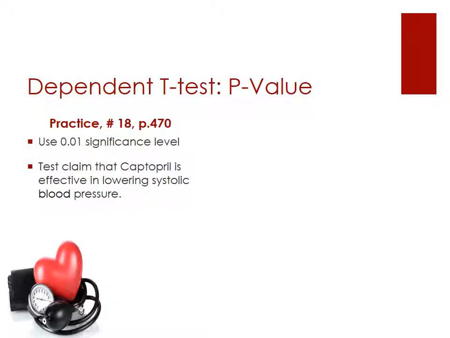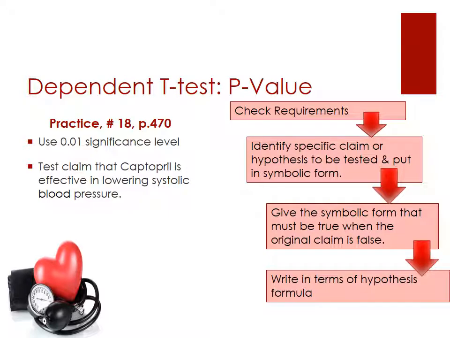Okay, next we're going to be using the p-value method for solving the dependent t-test, and for this we're going to use practice problem number 18 on page 470. We're going to be using the significance level of 0.01. We're testing the claim that captopril is effective in lowering systolic blood pressure. We'll be going through the steps that we have specified over here that we've been working with.